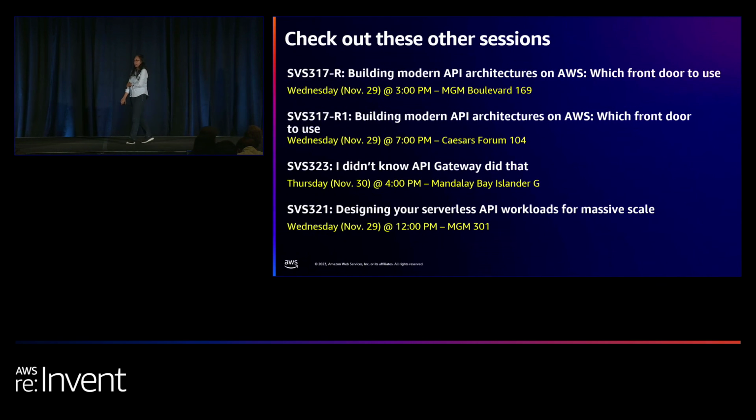And here are some other API-related sessions that you might find interesting. The first one, which front door to use, is a chalk talk that takes a close look at API technologies, including some of the services we covered today. I didn't know API Gateway did that is a breakout that takes a close look at the features of Amazon API Gateway. And finally, the last one, designing your serverless API workloads for massive scale, is also a chalk talk that shows you how to scale the API Gateway Lambda DynamoDB pattern to handle large volumes of traffic.